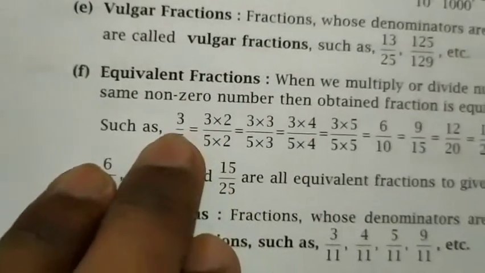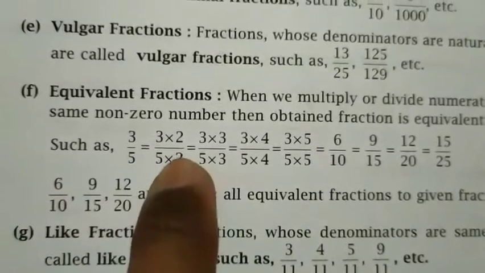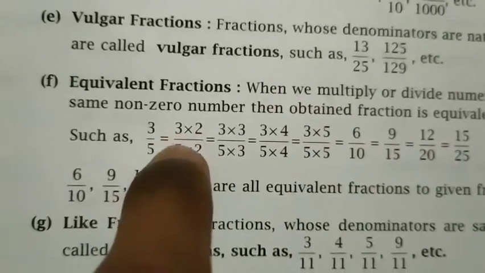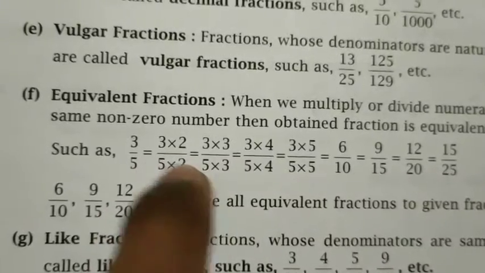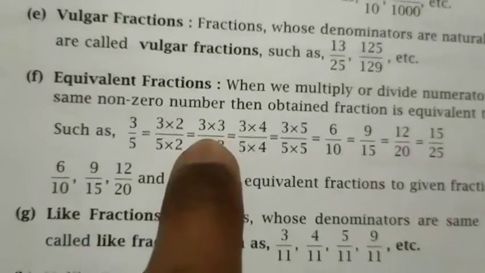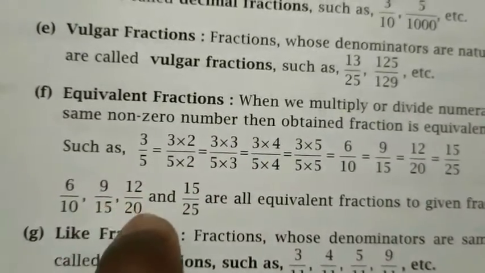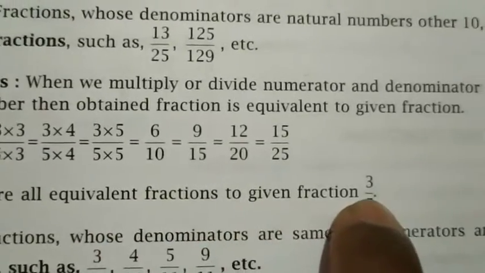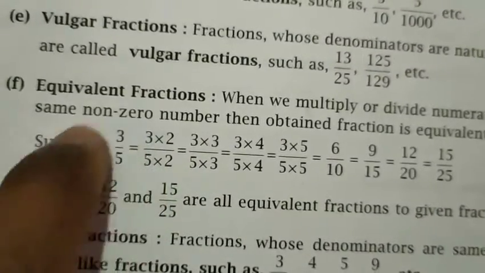So here the given example is 3 upon 5, a fraction. Then we multiply it by a non-zero number, that is 2, on both numerator and denominator. Then we get 3 2s are 6, 5 2s are 10. So it is 6 upon 10. When we multiply by 3, we get 3 3s are 9, 3 5s are 15. So simply these are all equivalent fractions to the given fraction 3 upon 5, because all have been obtained from the given fraction 3 upon 5.